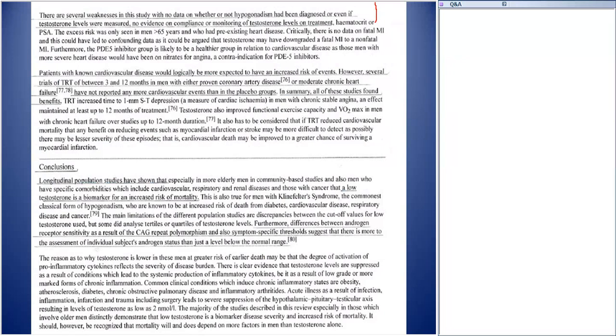And there's no evidence of compliance because they didn't monitor therapy and they don't even know if the patients took it or not. So again, major flaws to these two studies, and when I ask the cardiologist, do you know of any flaws, they say no.